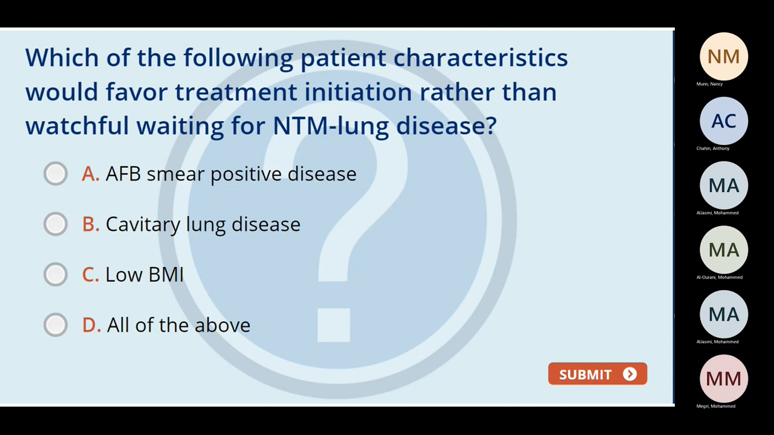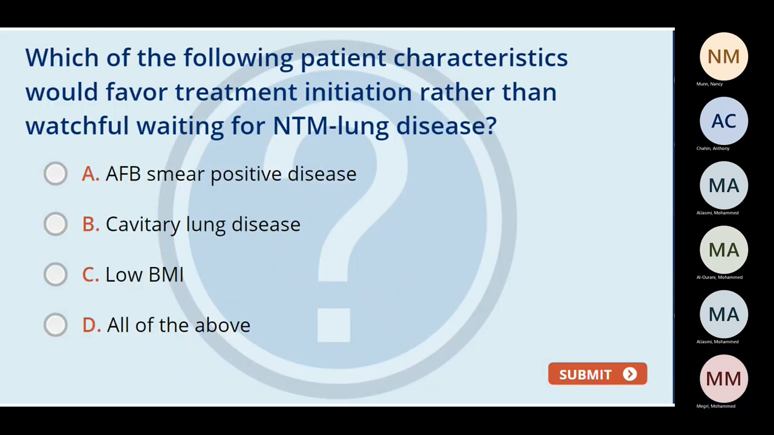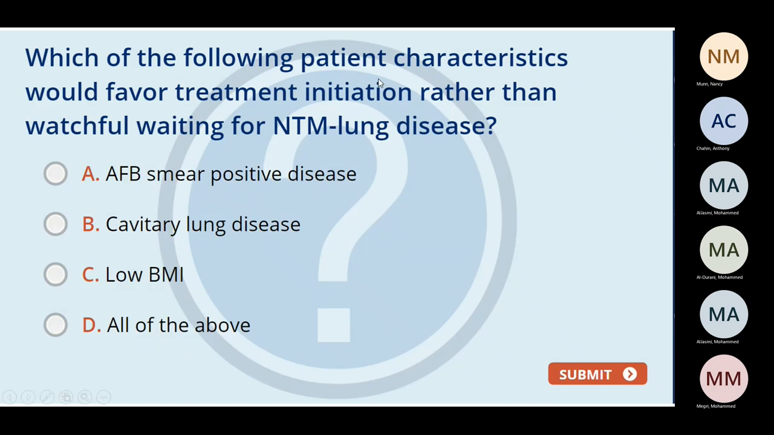Right. So why isn't the answer smear positive and cavity disease? Why CRP? I think that's and/or. Okay. Can you hear me? Yes. Can you go back to the first question, the treatment one? This one? Yes. So this would be about initiating treatment rather than watchful waiting. If you have an AFB positive smear, that would be the correct answer. C would be the correct answer. Okay, all right, C. And the next question also will emphasize that.